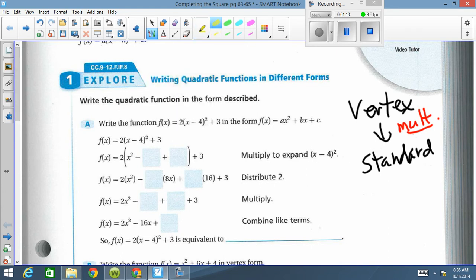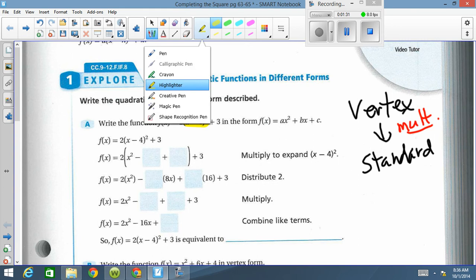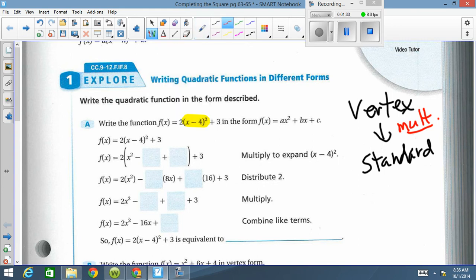Now, if you look at the function f of x equals 2 times x minus 4 squared plus 3, the first thing we're going to do to go from a form that looks like that to a standard form is we need to take care of this part here. We need to multiply that out. Now, remember what something squared means. It doesn't mean to just square everything that is inside the parentheses. What it really means is I need to do x minus 4 times x minus 4, right? Isn't that what squaring something means, multiplying it by itself?